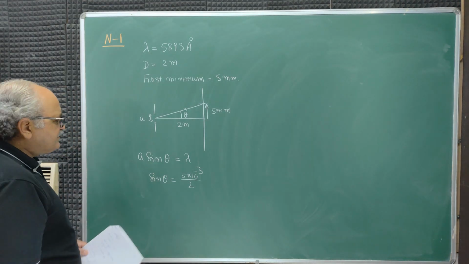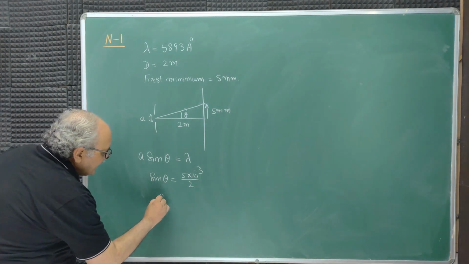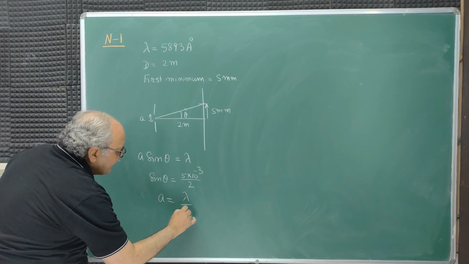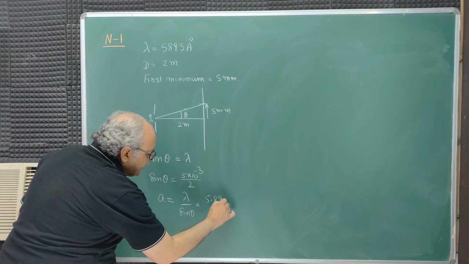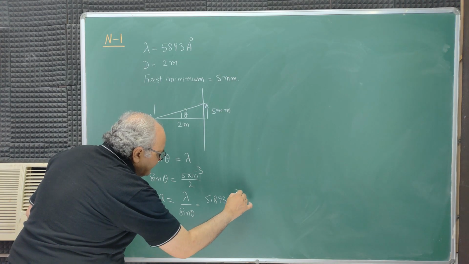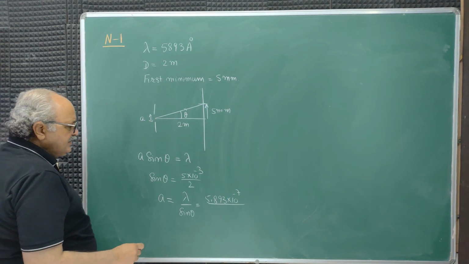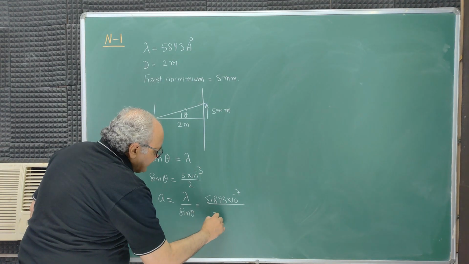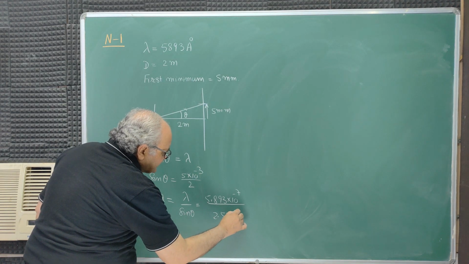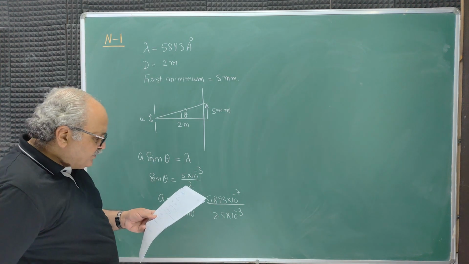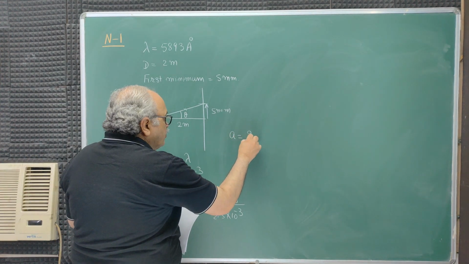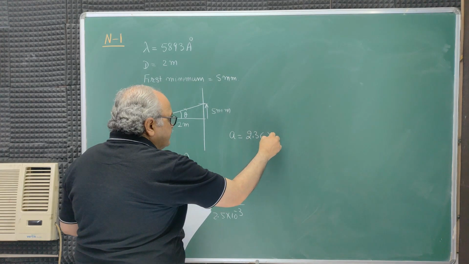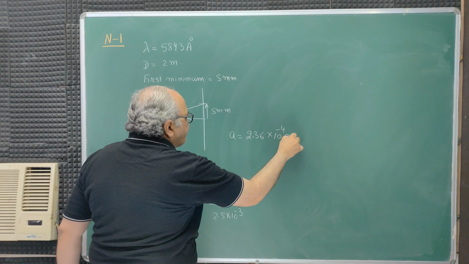And once we know this, we can find out a is equals to lambda divided by sine of theta. So this is 5.893 into 10 to the power minus 7 divided by sine theta, and that is 2.5 into 10 to the power minus 3. If you solve it, you will get the value as a equals to 2.5361 into 10 to the power minus 4 of meter.